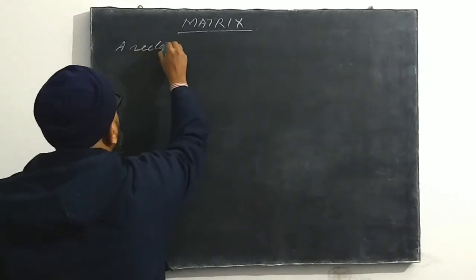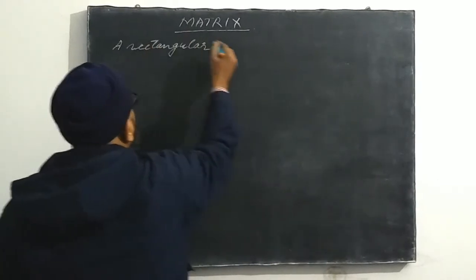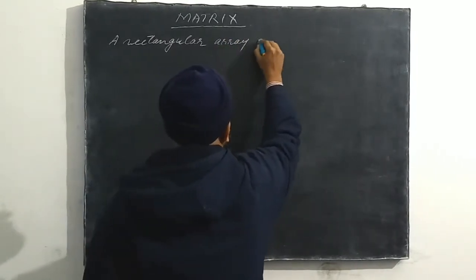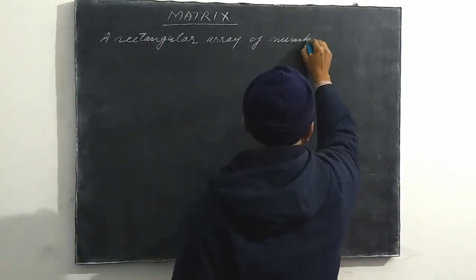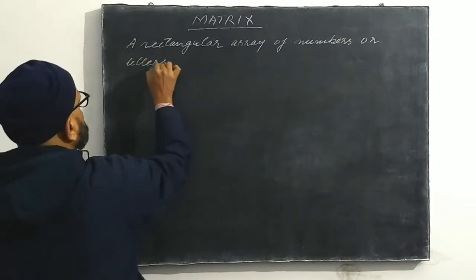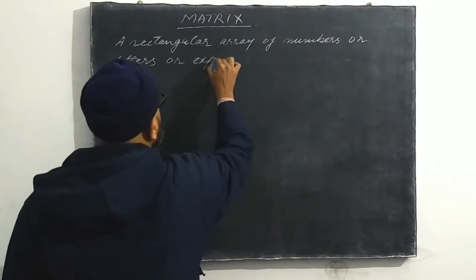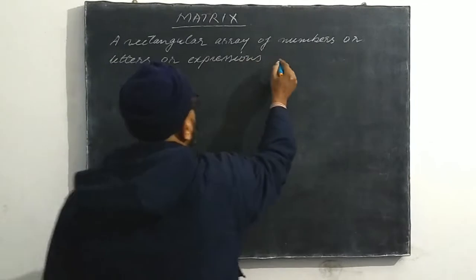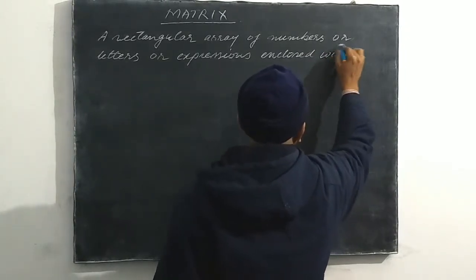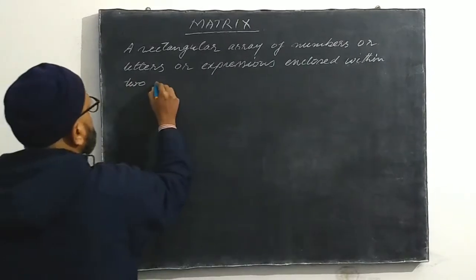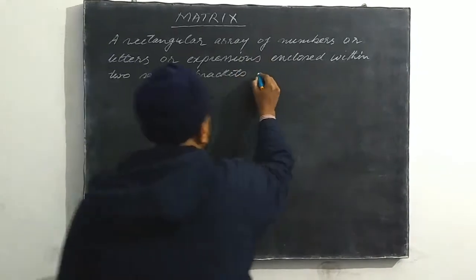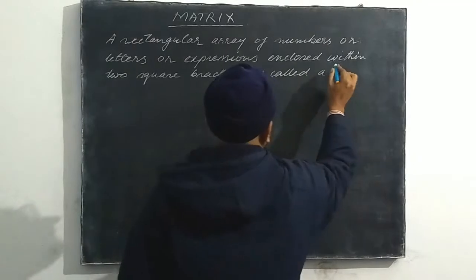A rectangular array of numbers or letters or expressions enclosed within two square brackets is called a matrix.